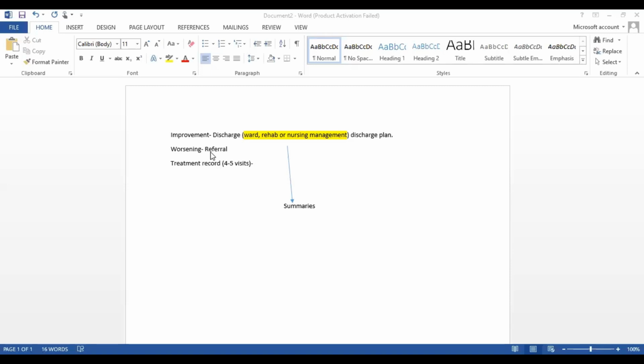In case we are writing a discharge letter, we have discussed that we have certain history, certain things such as ward or rehab. It should be written in a summary form. And in case of a referral letter, we have the treatment record.